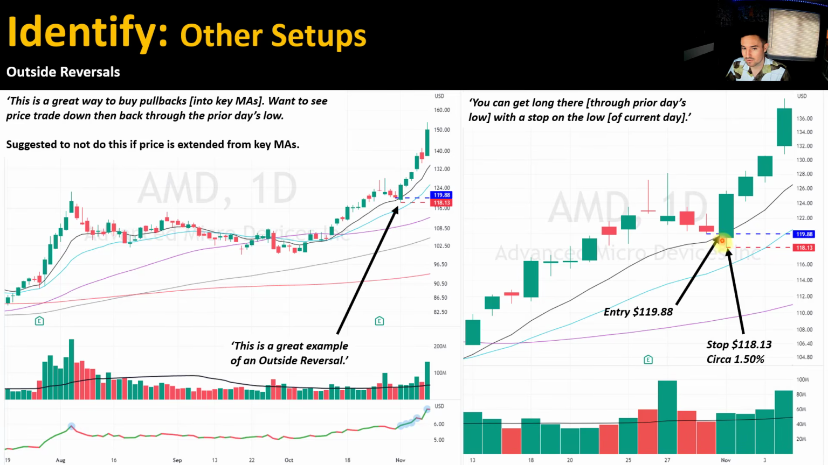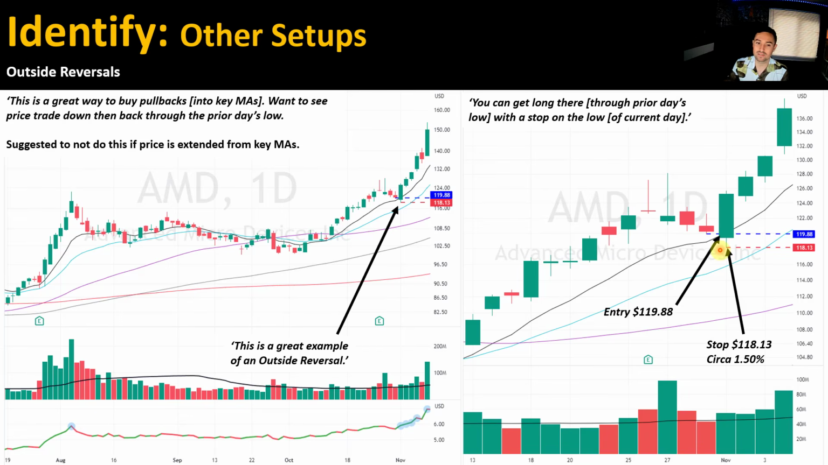So it gaps down, moves down, and then as it starts turning back up during the session, the entry is as it takes out the prior day's low with a stop underneath the low of the entry candlestick. In this instance, the stop would go at 118.13, probably a penny below that, so 118.12, which is circa 1.5% risk, and the entry is as it takes out the prior day's low. So it gaps down, but it's got to be around the 10 EMA and/or the 20 EMA, so there can't be air. You'd like to see it pulling down and then reversing.